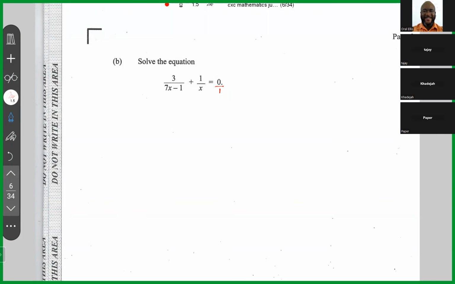The LCM is an expression that both x and 7x minus 1 can go into without leaving a remainder. All right, so the LCM here is going to be x multiplied by 7x minus 1. Imagine if you had something like 3 over a plus 1 over b. The LCM here would be a multiplied by b.